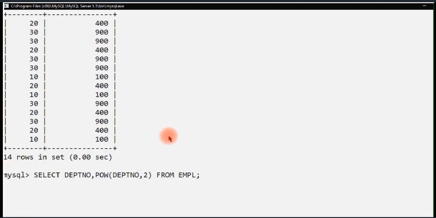With the conditions also we can make use of it. Suppose here I have written from EMPL and the condition is that salary should be less than 1000. Now only those records will be displayed whose salary is less than 1000, and here I am removing this department number field so that we can view it.